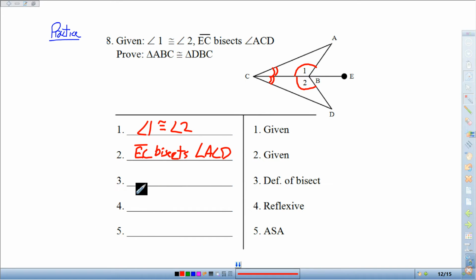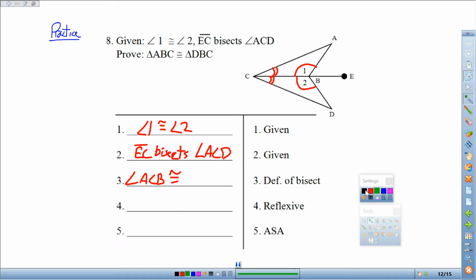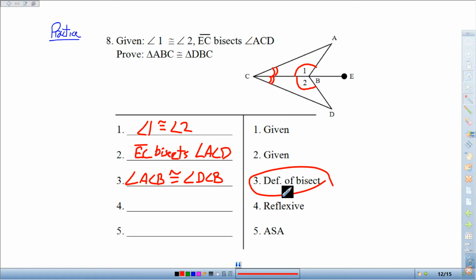Okay, and that's my very next statement. I'm going to call this angle up top angle ACB. Okay, so angle ACB is congruent to, and the one on the bottom I'm going to call DCB, angle DCB. All right, and again, we know those are congruent because that's the definition of bisect. That's what happens when something is bisected.